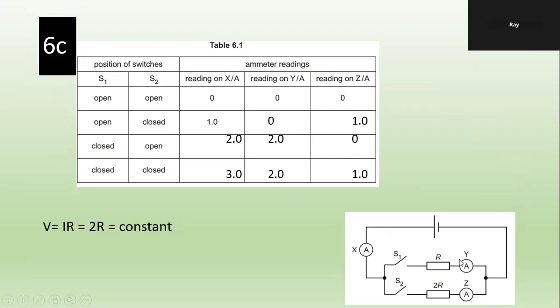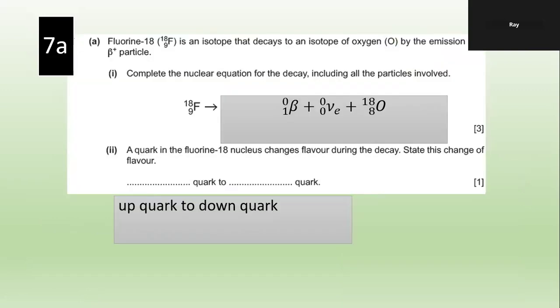Potential across each of them is the same. So across R, same as here when you close. 2 plus 0 is that. 1 plus 0 is 1. And add these two together, you get 3. Okay with that? Yes. Okay. A bit louder, cannot hear. Okay.